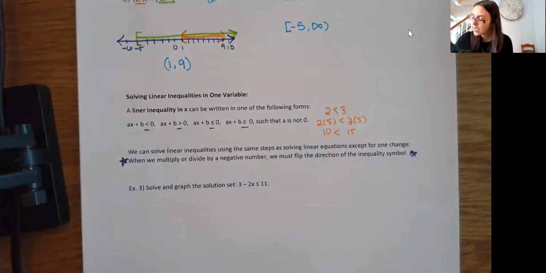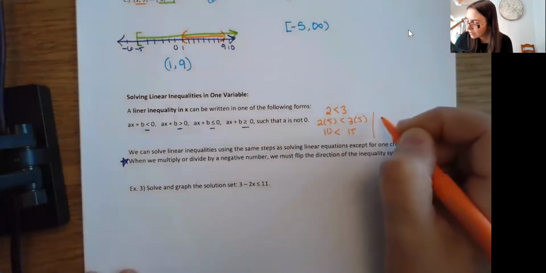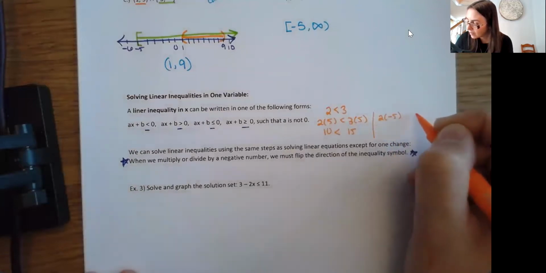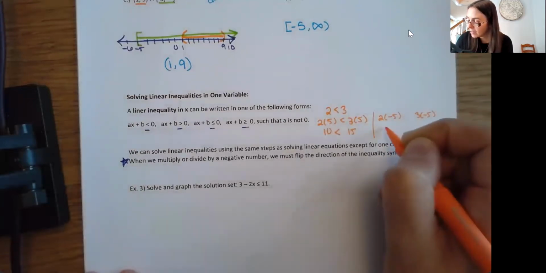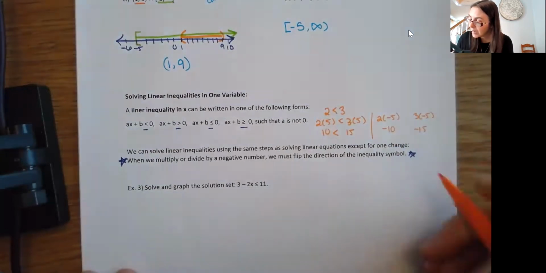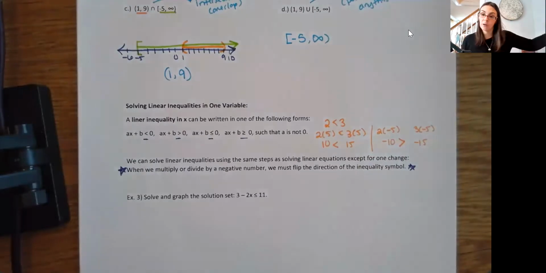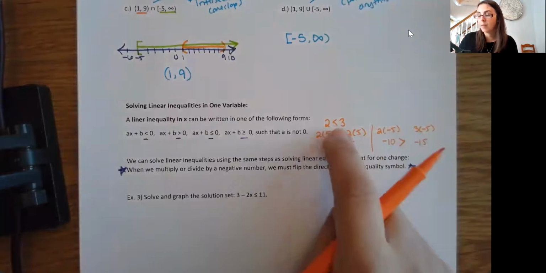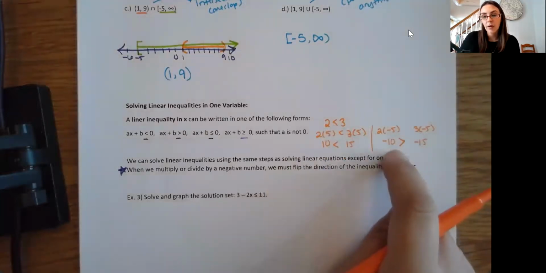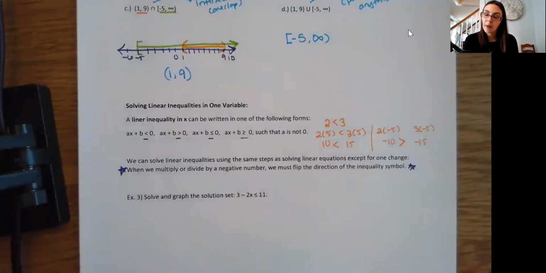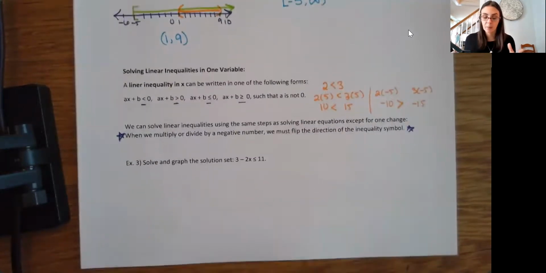So by multiplying by a positive, I haven't changed the direction of the inequality. It still makes sense. When you multiply by a negative though, notice when I multiply by -5, I get -10 and -15, but -10 is bigger than -15, right? Because -15 is further down the number line, it's more negative. So to make this still be true, I have to flip that sign. When you multiply or divide by a negative, it just messes it up, so to make it still be true, you have to flip the inequality sign. That's the change to watch out for. Otherwise, we solve the same way.